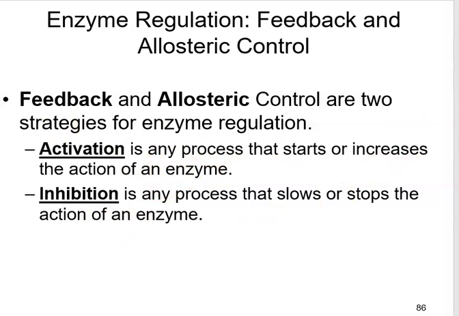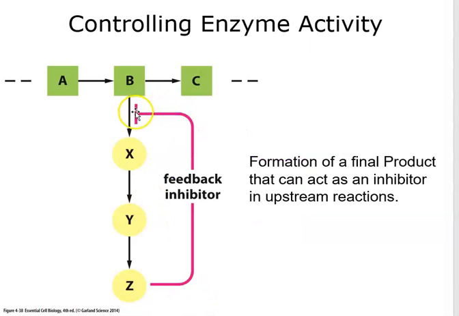A lot of times, if there's a chemical reaction, we'll draw an arrow that says that it's activating. If we're going to inhibit something, we draw a straight line across the end of the arrow to say that's an inhibition reaction. So you'll notice that line with the end block right here. Here's an example of feedback inhibition.